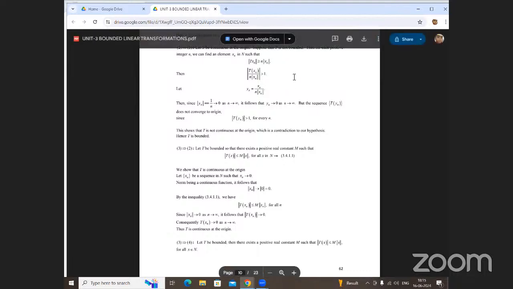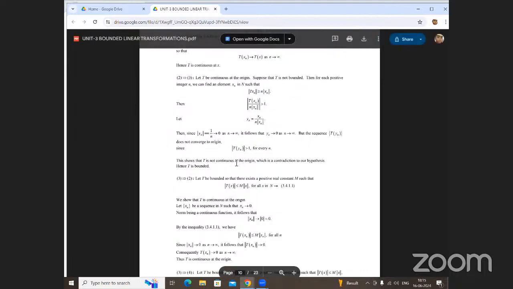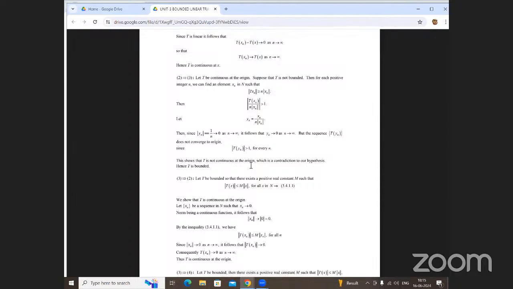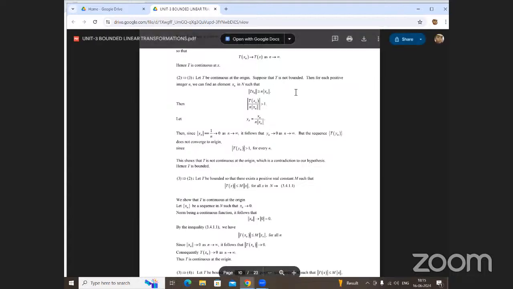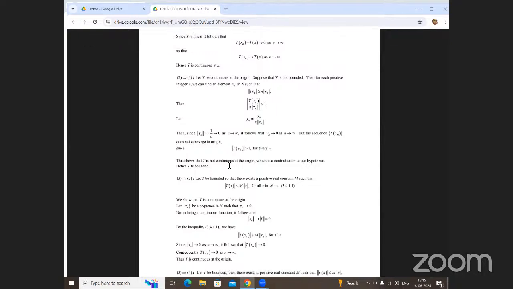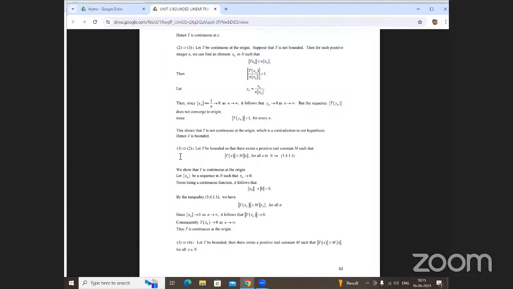We had taken T as not bounded, so we must prove that T is not continuous at the origin. So this is the contradiction part. Our hypothesis is that the given transformation is bounded. By the hypothesis and the contradiction of this part, the given transformation is bounded. So that is the simple part.